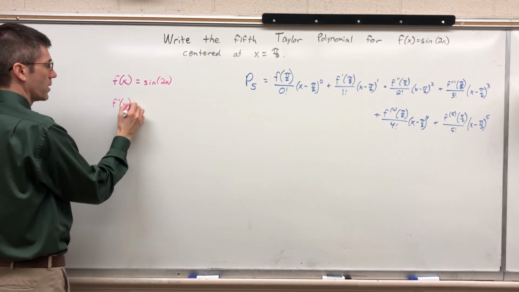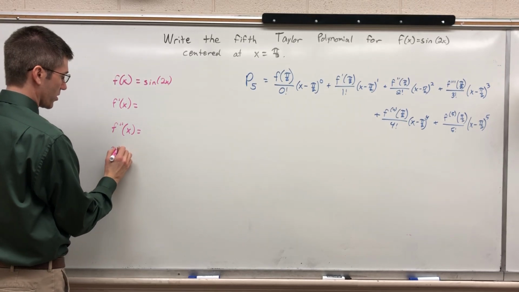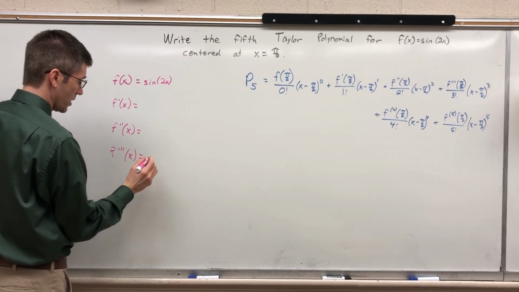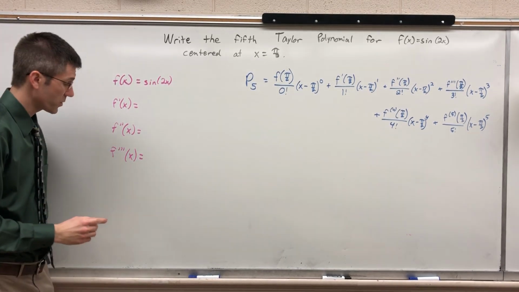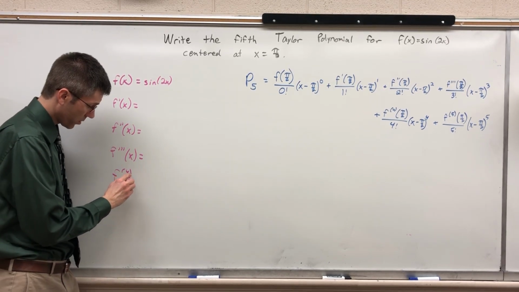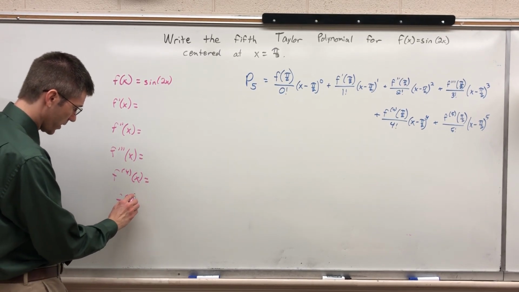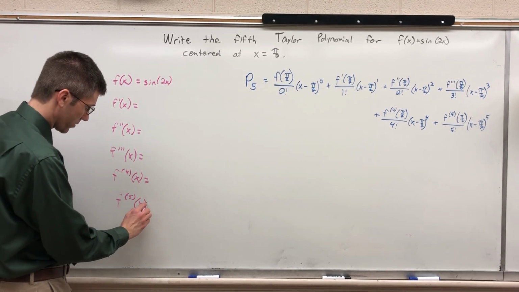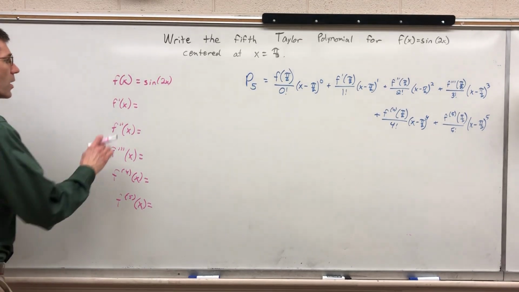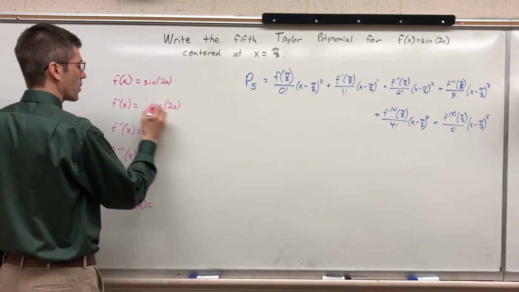F prime, we're going to write f prime. We're going to write the second derivative. We're going to find the third derivative. If at any point you get tired of putting apostrophes and you want to put the number up there in parentheses, you can. So the fourth derivative and the fifth derivative. Okay, here goes. The derivative of sine is cosine. We need a 2 there.